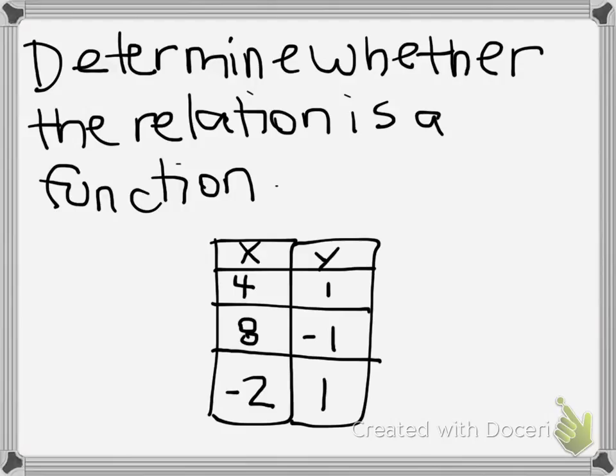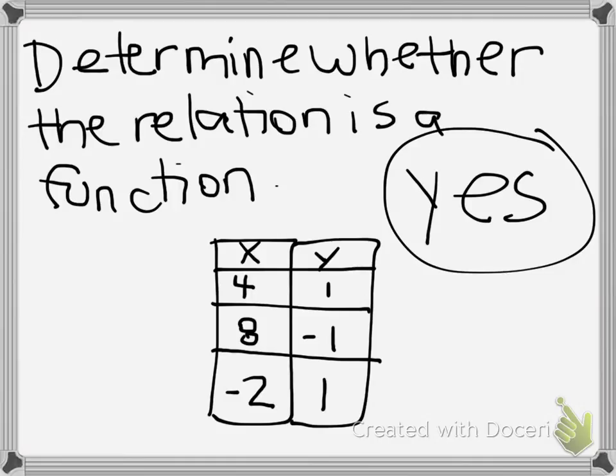For this table, we're going to look and see whether this relation is a function. The shortcut here would be to look at the x values, and if any x values repeat, then it would not be a function. So we have a 4, we have an 8, and we have a -2. Since none of those numbers repeat, this would be, yes, a function. So even though the y values, there is a repeat, that does not determine whether the relation is a function or not.